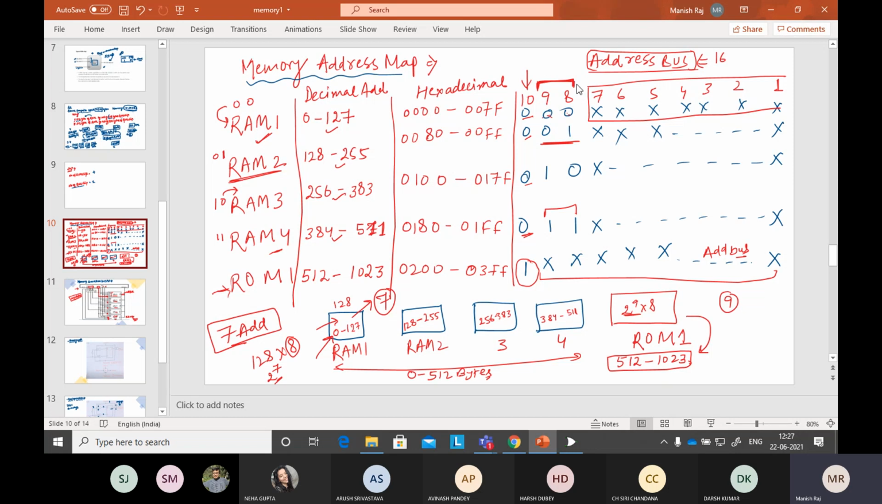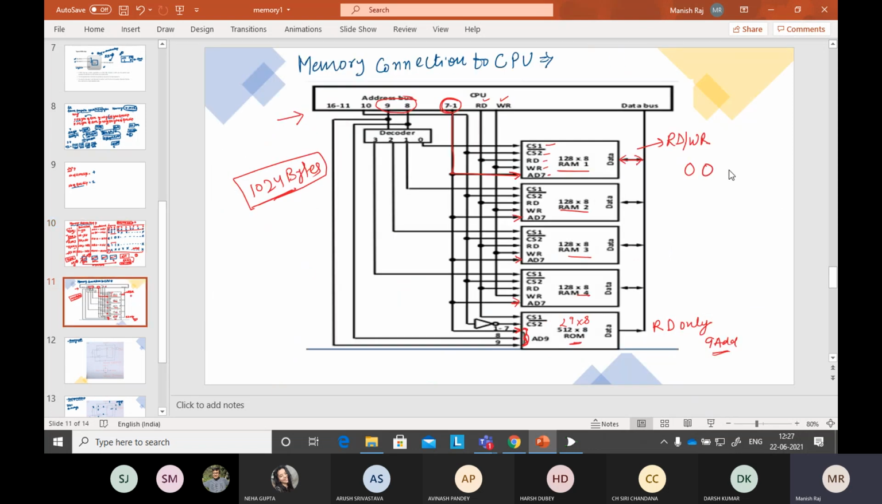Which RAM chip will be selected? If you are taking 0 0, then RAM 1 will be selected. If you are taking 0 1, 1 0 and 1 1, then according to that, RAM 2, 3 and 4 will be selected. Okay. So you can understand.